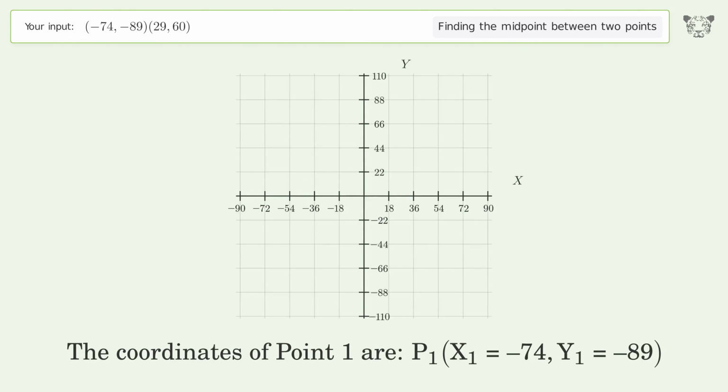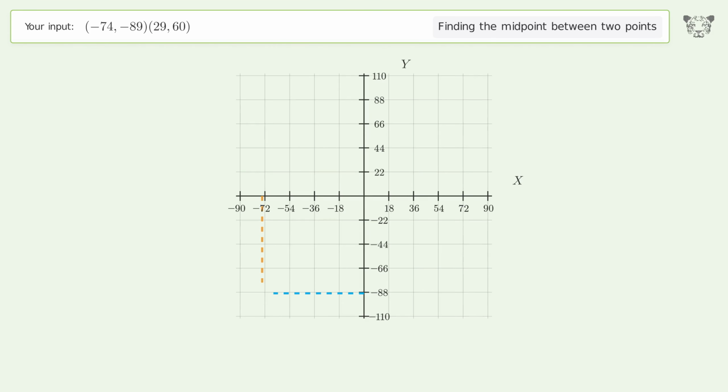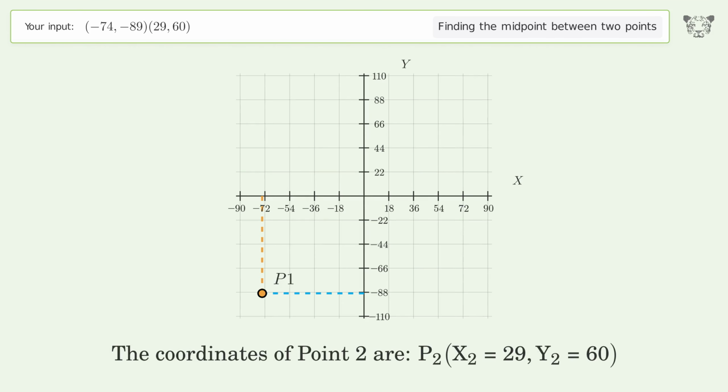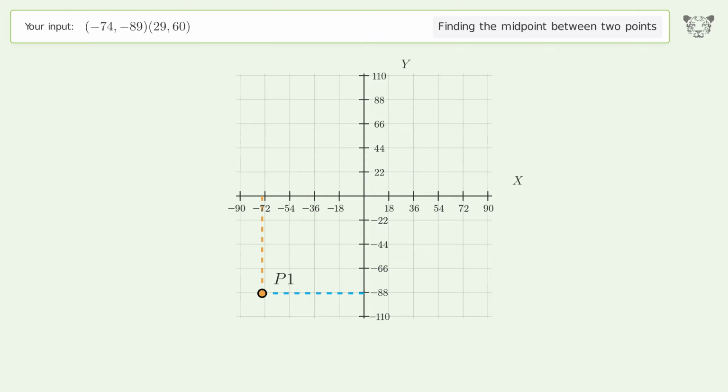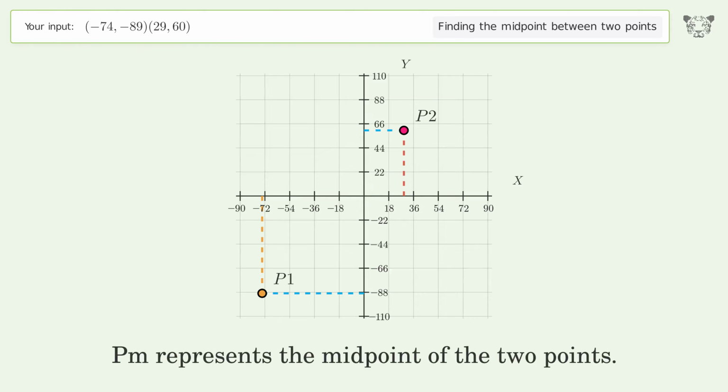The coordinates of point 1 are x1 equals -74, y1 equals -89. The coordinates of point 2 are x2 equals 29, y2 equals 60. PM represents the midpoint of the 2 points.